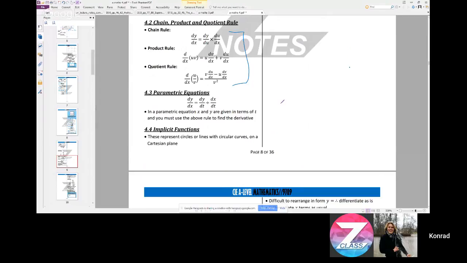Niels? I think I'm fine with parametric. I'm not 100% sure. Implicit, I'm a bit less. That tends to be the case. So parametric, let's talk about it briefly then.